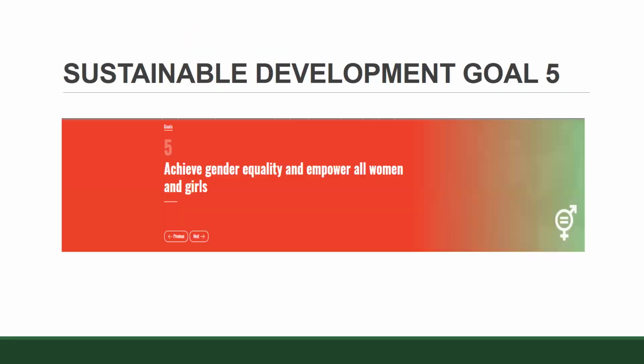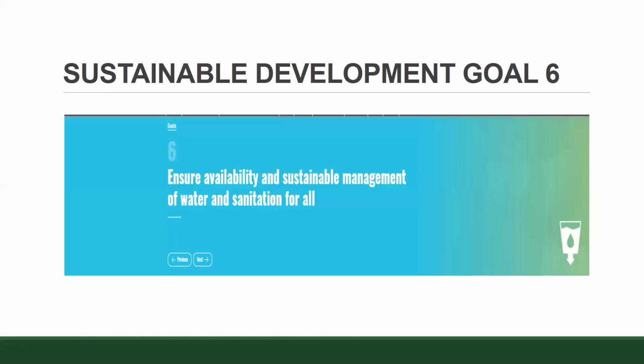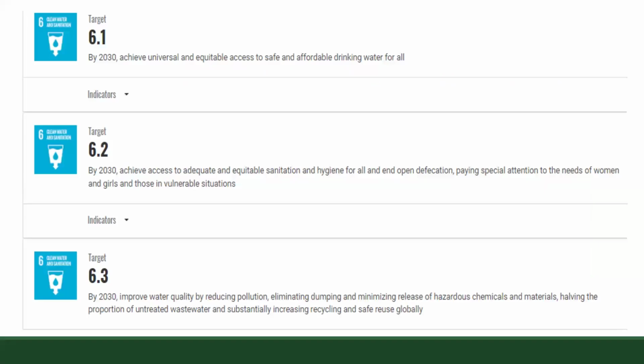Sustainable Development Goal 5: achieve gender equality and empower all women and girls. Sustainable Development Goal 6 is ensure availability and sustainable management of water and sanitation for all. These are the targets and indicators.